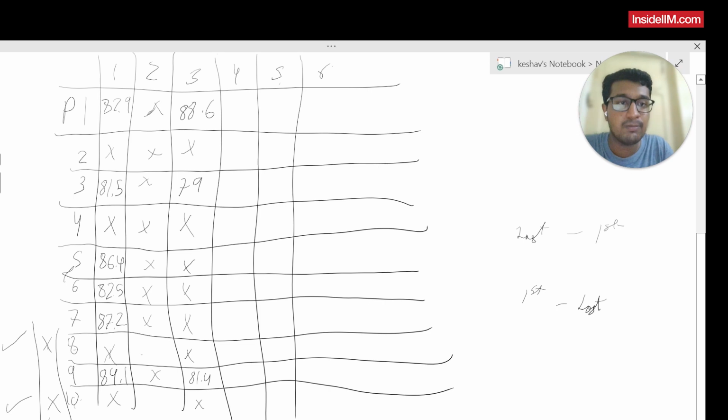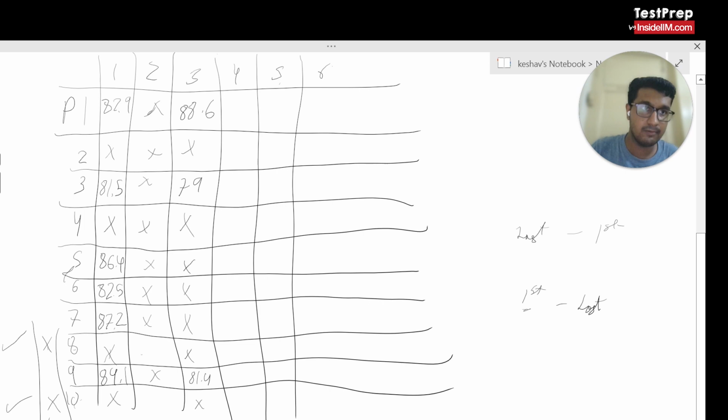Okay, so say P10 threw first in the 5th round. Could it have been possible that he would have thrown last in the 4th round?